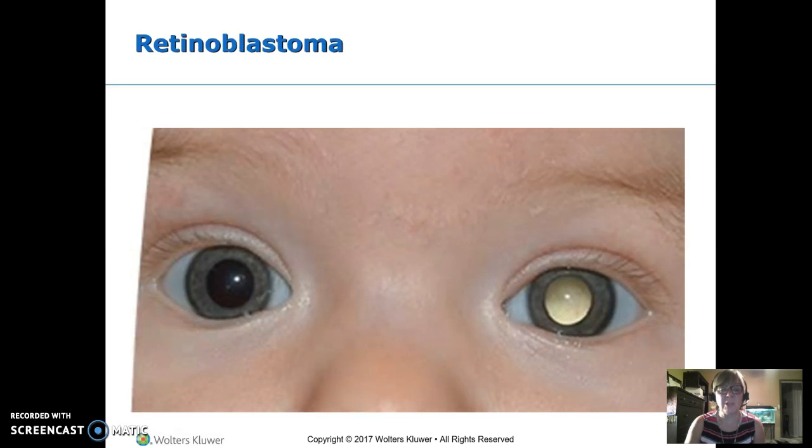And here's what you see. You can see they've really dilated those pupils, but you're seeing the tumor instead of the retina back there.